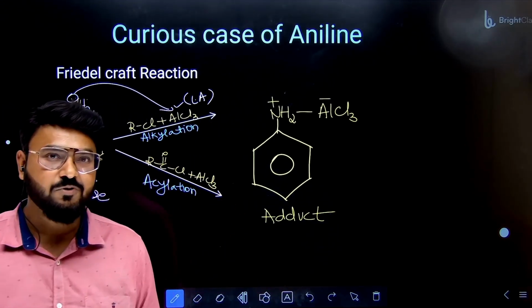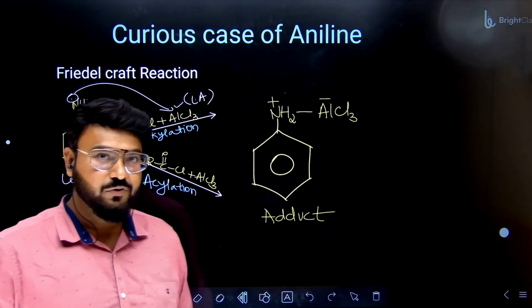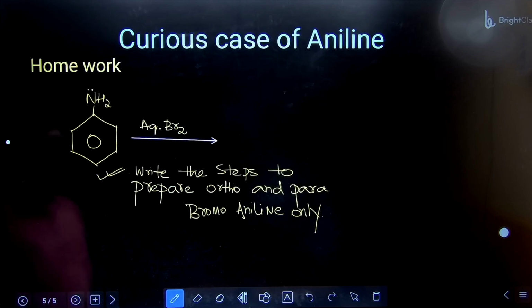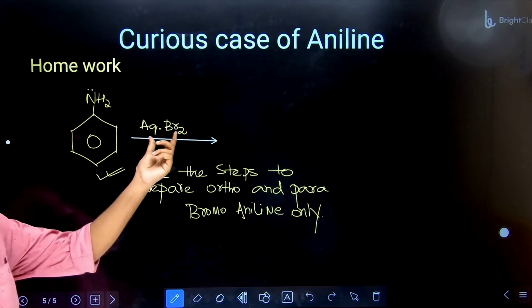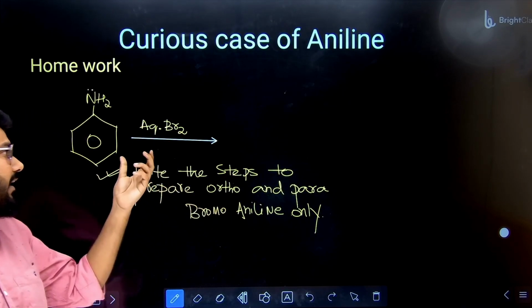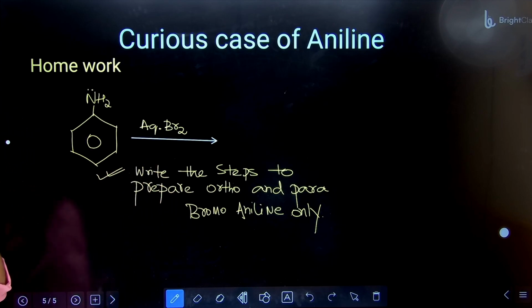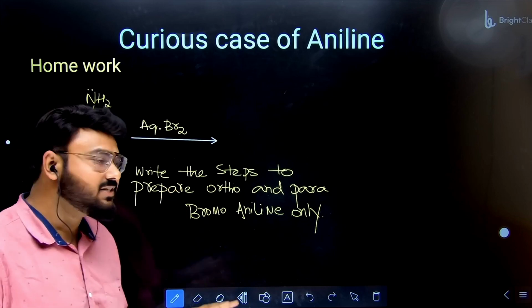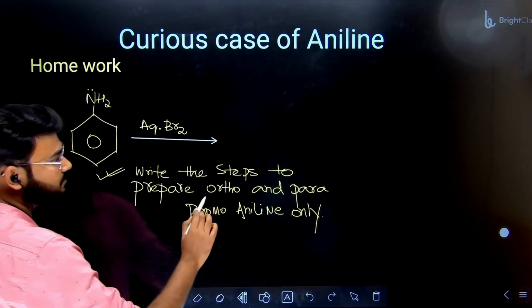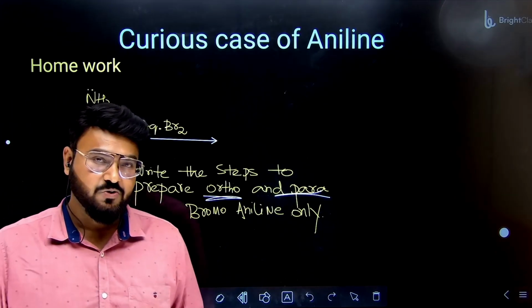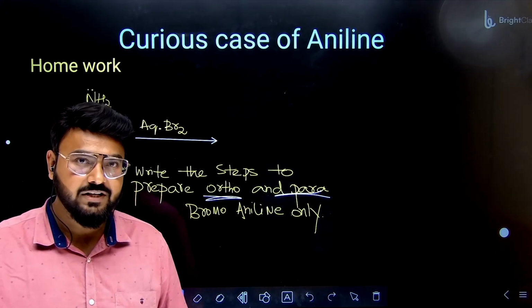These questions are very prominent in the board exam. So I'm leaving you with one question as homework, and you can all try. You have to try adding bromine, the electrophilic substitution reaction in aqueous Br2. The important thing is, the question is asking you to write the steps to prepare only ortho and para bromoaniline. So make sure that you get only ortho and para substituents.